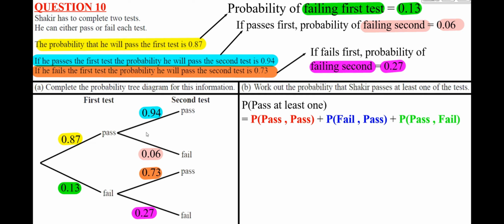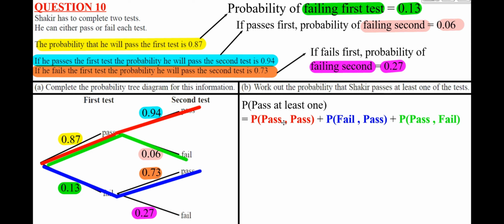So pass and then pass is this very top route here, which I'm going to highlight in red. So if he passes and then passes, if it's an and, where it's one event and then the other, we need to multiply these probabilities as we go along the branches from left to right. So the chance of passing the first and then passing the second will be 0.87 multiplied by 0.94. The chance he fails and then passes is fail and then pass. Or the chance he passes and then fails is this green route here.